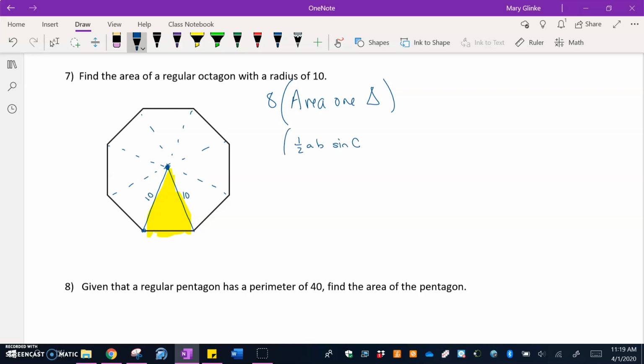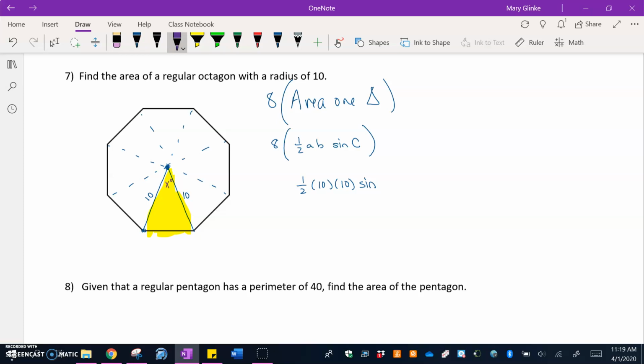I'm able to use that as my area of the triangle. So I have A and B. They are both going to be 10 in this case. So I'm going to do 1/2 of 10 times 10 times the sine of the angle in between those two sides. So right now my goal is to figure out what this angle is.